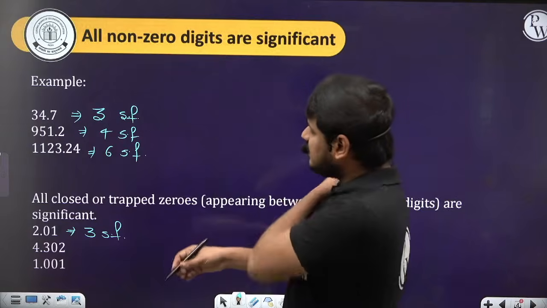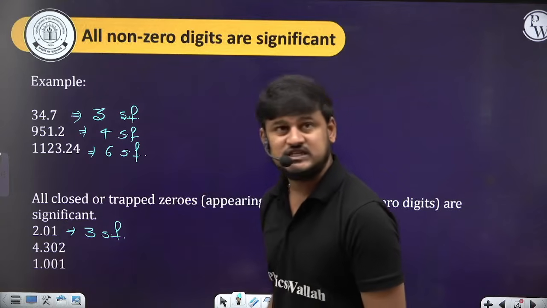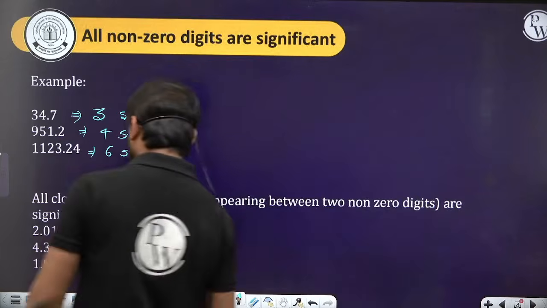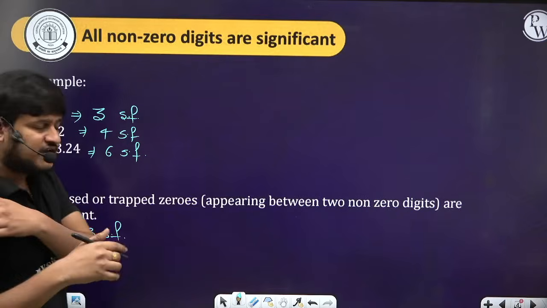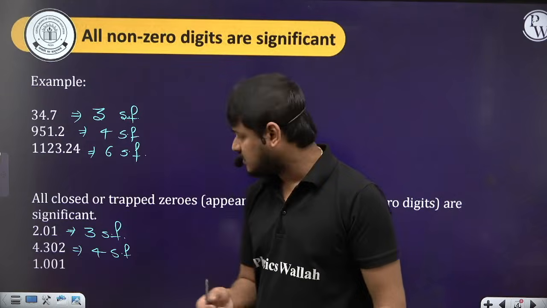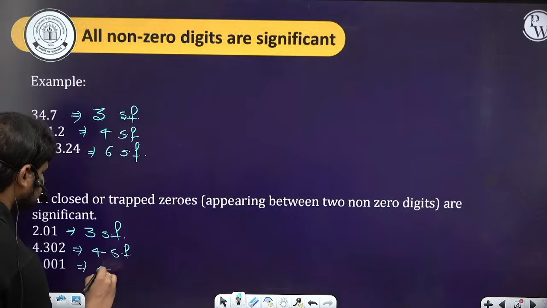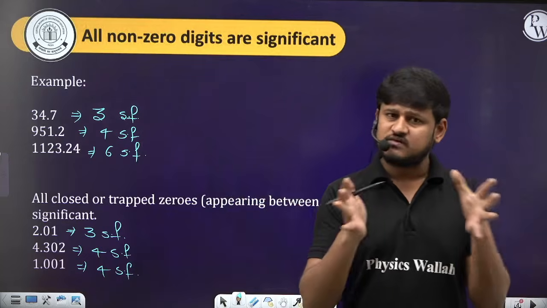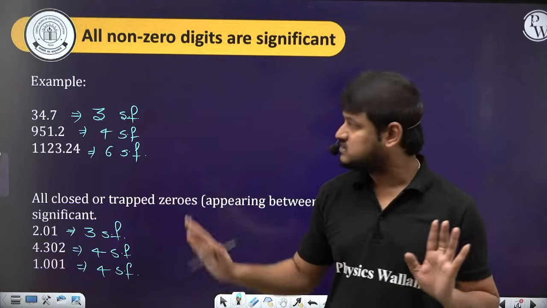Clear? Similarly in the next one, see here, 3 is a significant figure, 2 is a significant figure, and in between 3 and 2, 0 is trapped. So between two significant figures, whatever the digit is, it is considered significant only. That's why here it is 4 significant figures. Clear? Next, between 1 and 1, it's going to be 4 significant figures again. The simple answer: between any two significant figures, whatever the digits there are, even zeros, they can be considered as significant. So this is the second rule.